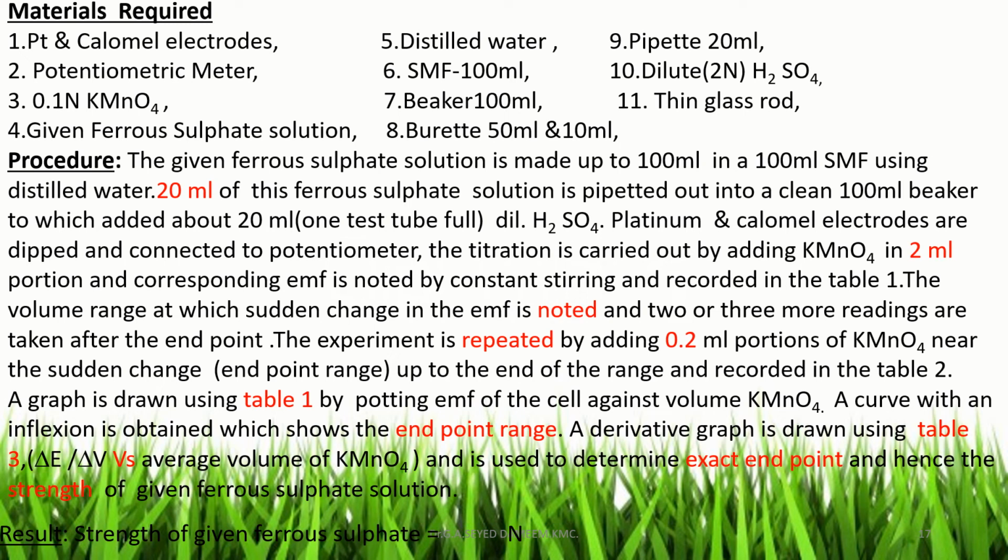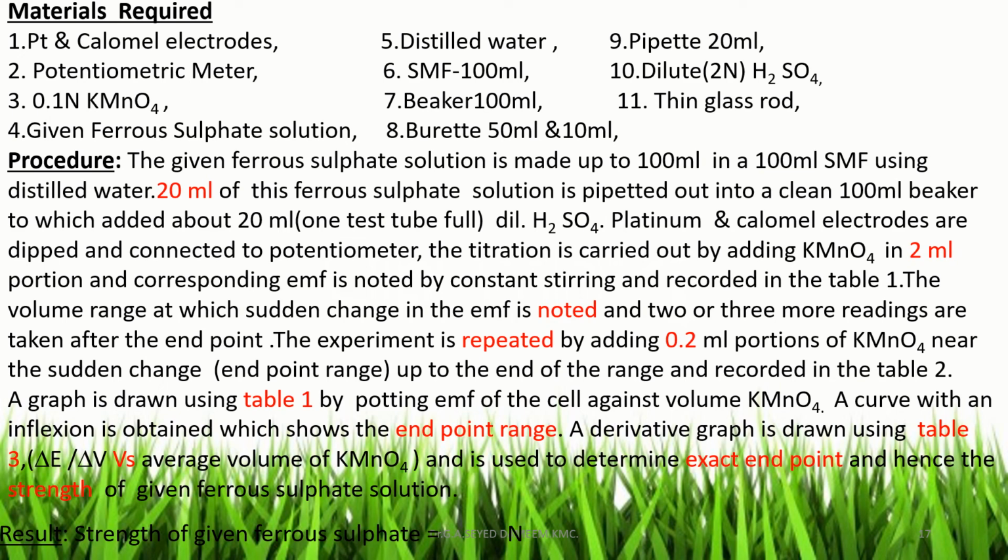Now from this table, a derivative graph is drawn: delta E by delta V versus average volume of KIO4. This graph shows the exact endpoint. That is, it gives a peak and the volume corresponding to the peak is the endpoint. From the endpoint, the strength of ferrous sulfate is calculated by knowing the strength of KIO4.